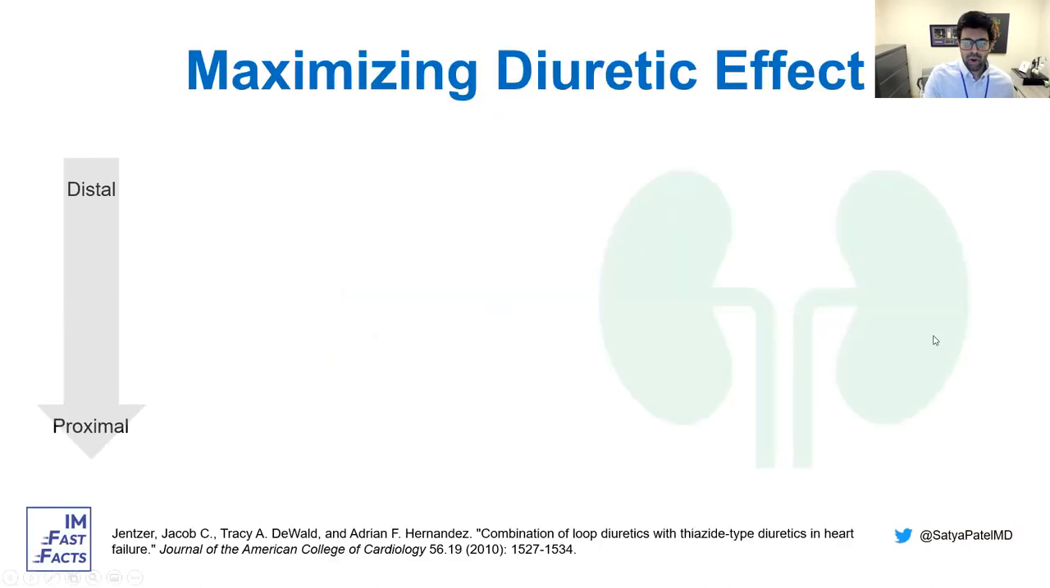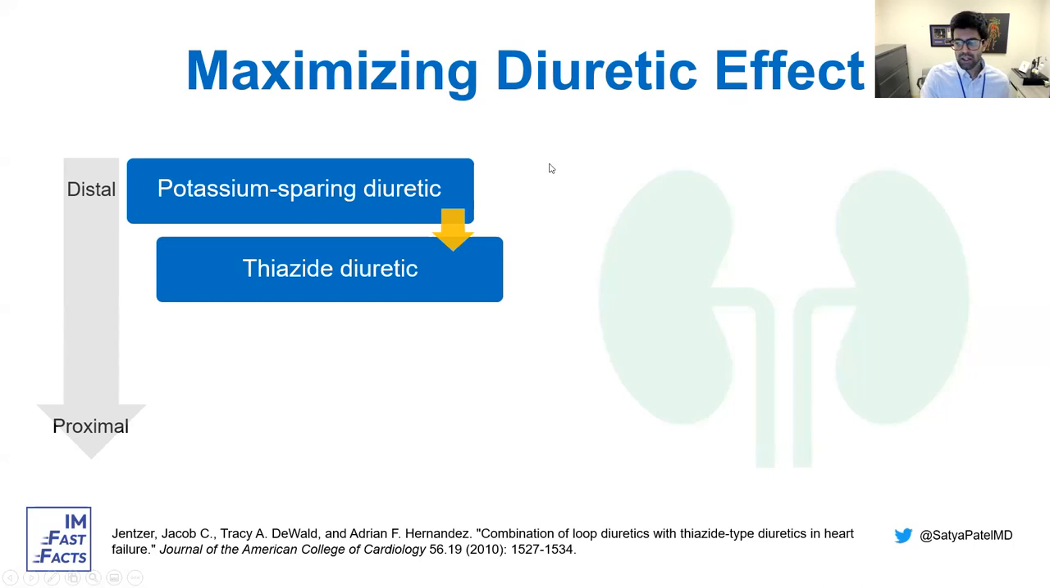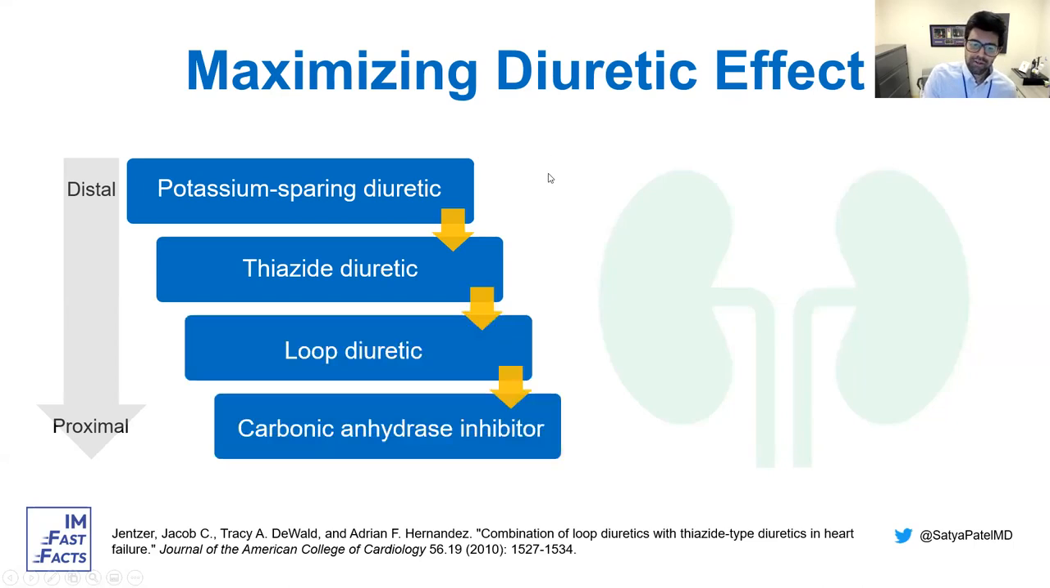So to summarize, if you want to maximize the diuretic effect, you start distal and you go proximal. So to review the classes that we have in our armamentarium, it's a potassium-sparing diuretic, followed by a thiazide diuretic, followed by a loop diuretic, followed by a carbonic anhydrase inhibitor. So if you give all four, patients will sure as heck urinate. SGLT2 inhibitors technically are on this cascade as well, somewhere between the loop and the carbonic anhydrase inhibitor, so you can use that to potentiate diuresis too. Remember, give the distal diuretic first.